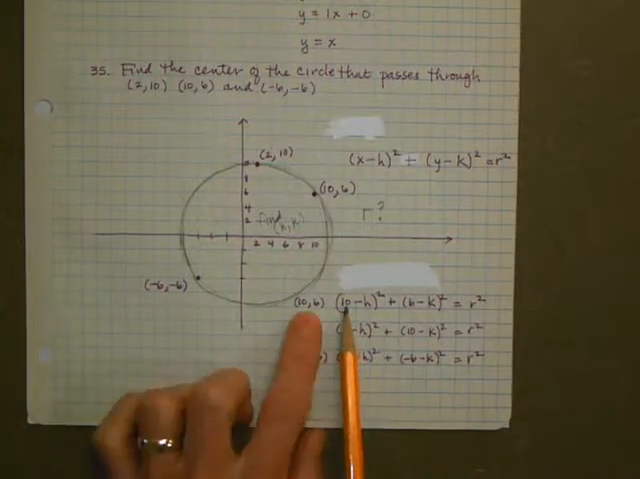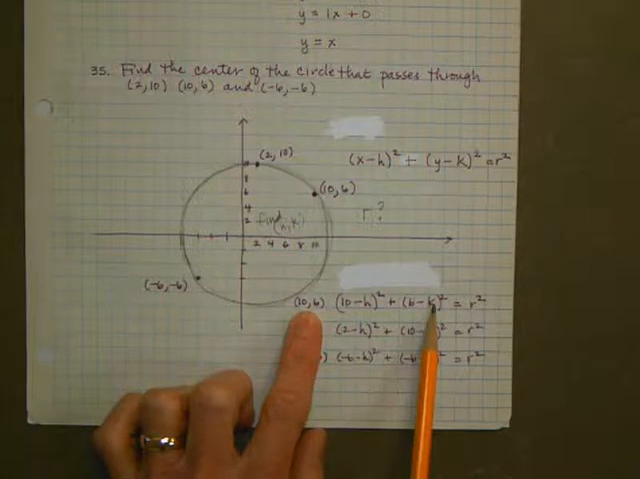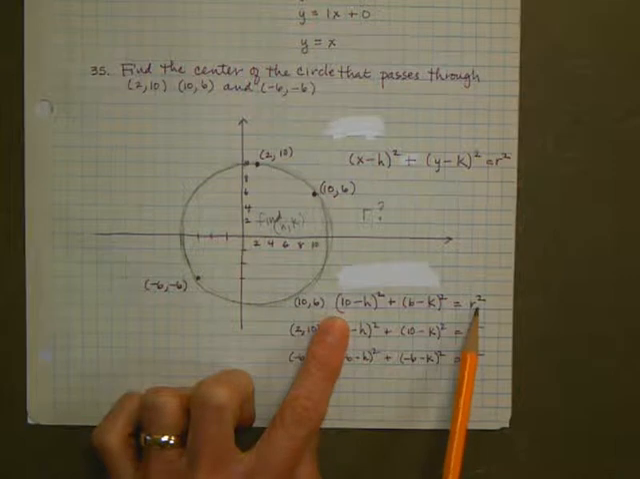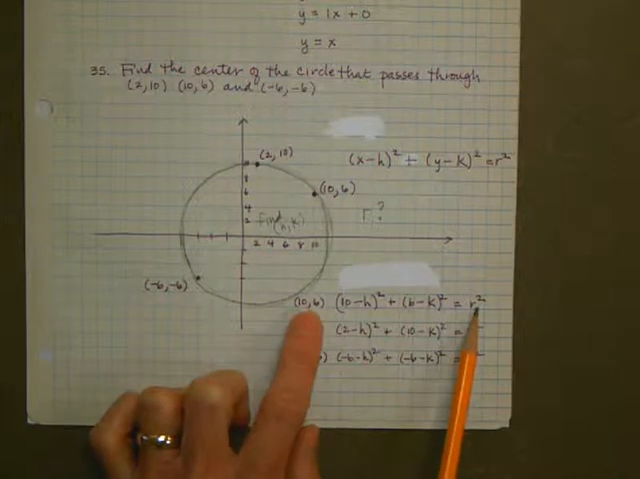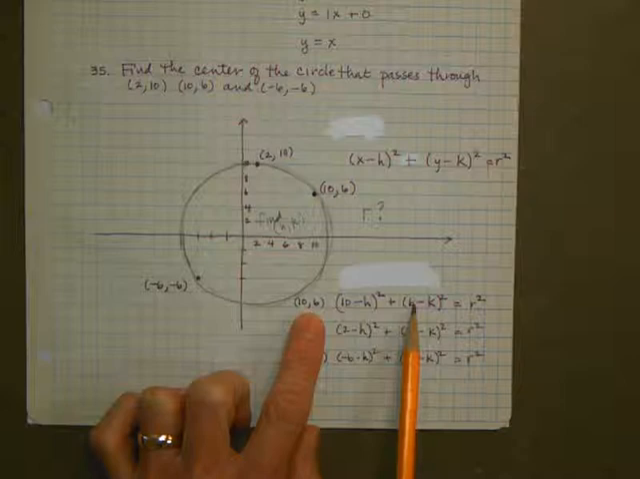10 minus h quantity squared plus 6 minus k quantity squared equals r squared. Well, that doesn't tell me anything. That's one equation, three unknowns. I do know that this point is on the equation of this circle, so I can fill it in. I can fill in all these x's and y's here, but it doesn't give me any information.